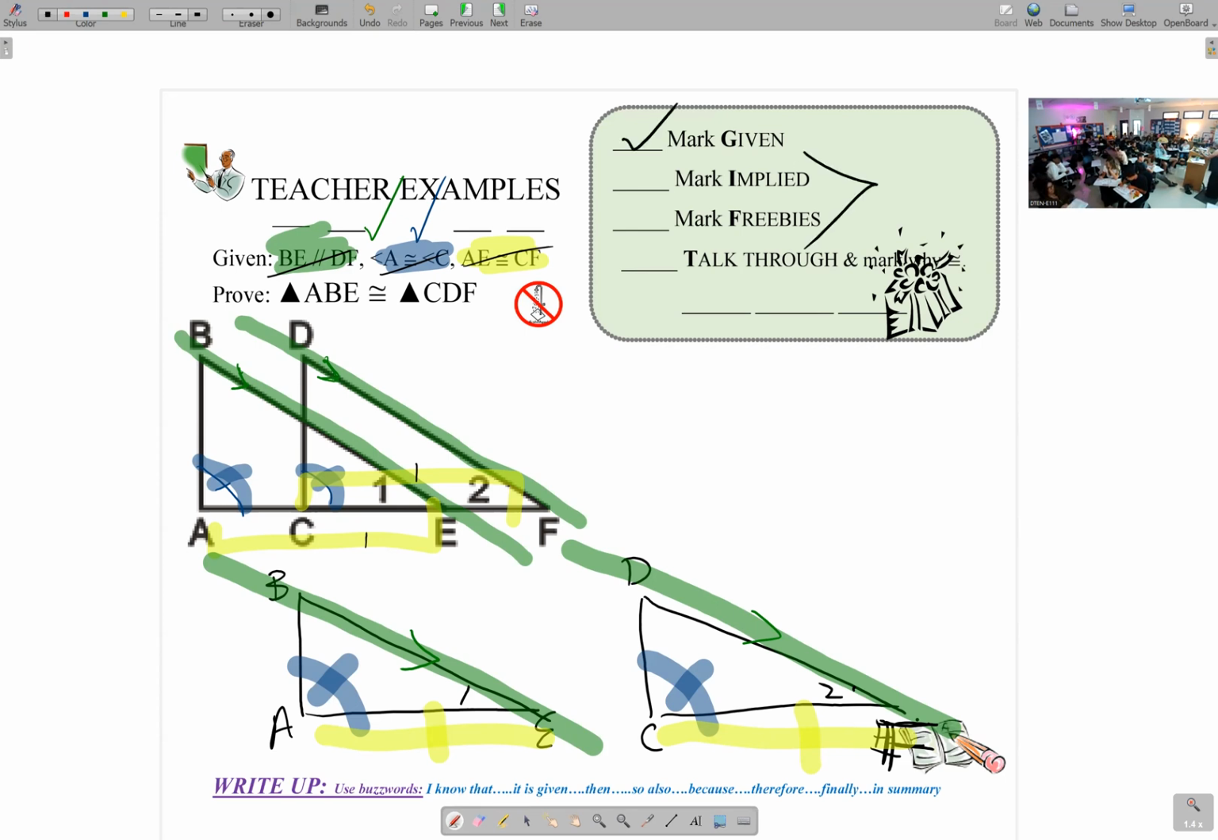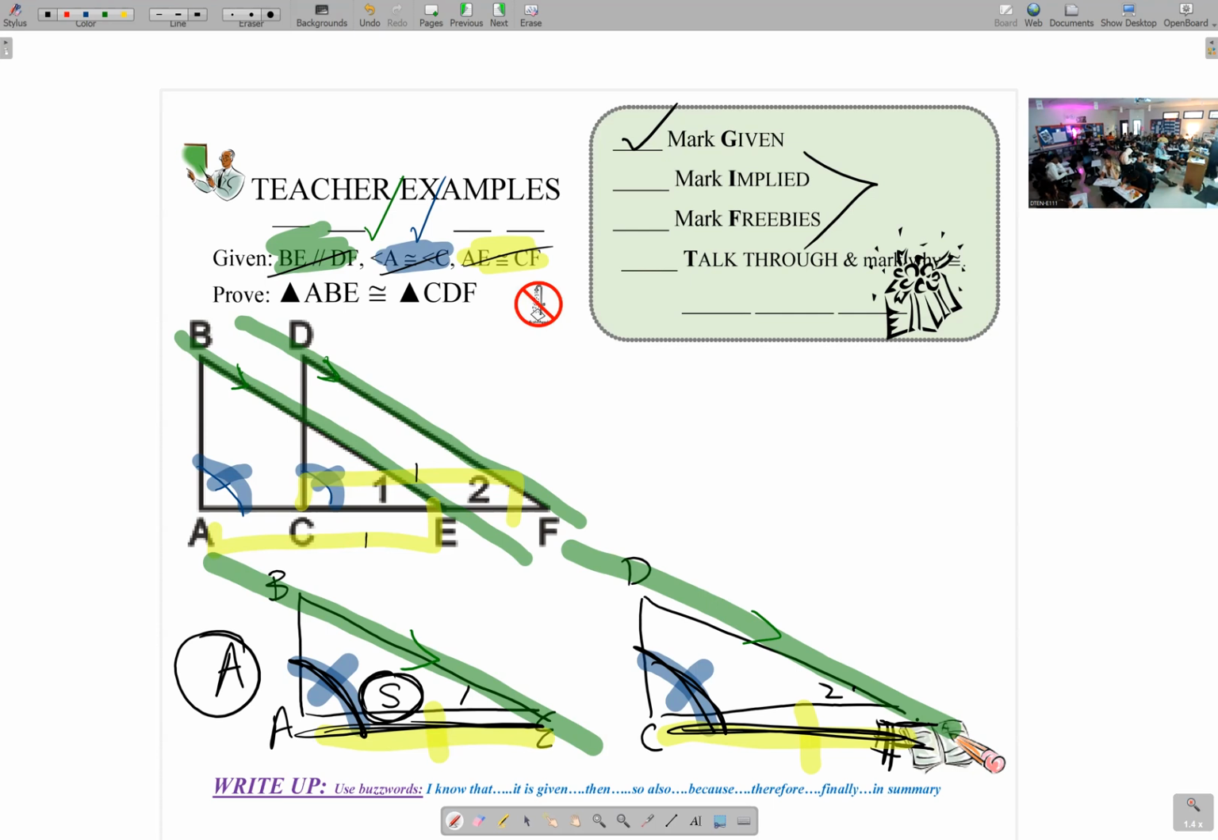Implied and freebies usually go together. Quickly, in your groups, actually, let's do what's given so far. When I pause, you say sides or angles. Right here, we have a pair of, okay, so we got an A, circle it so you don't get it confused with that A. Right here, we have a pair of, I'm going to put an S here, circle it.